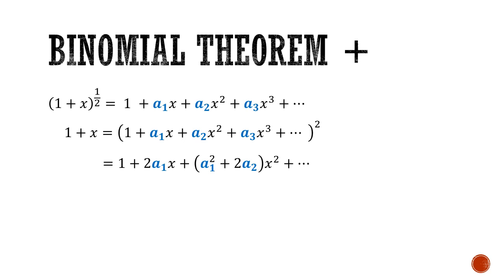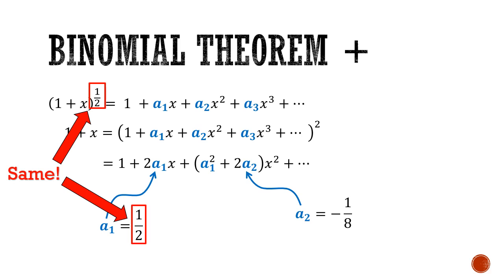And once you do it, you can compare the coefficients on both sides. You'll see that a1 equals half, a2 equals negative 1 over 8. Now, the two things I want you to notice here. Notice that a1 equals half is exactly the power that we wanted to expand for. The other thing is that a2 equals negative 1 over 8 is 0.5 choose 2. So this verifies that the binomial theorem does indeed work for power half.